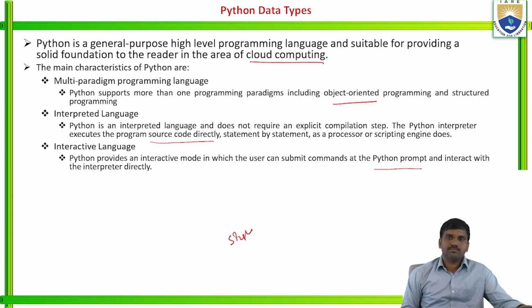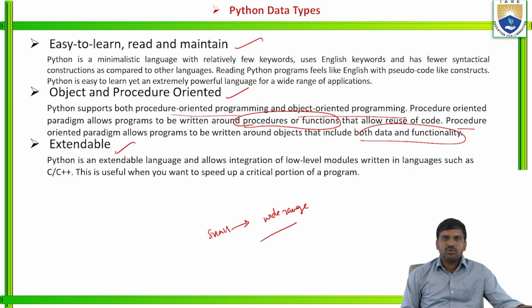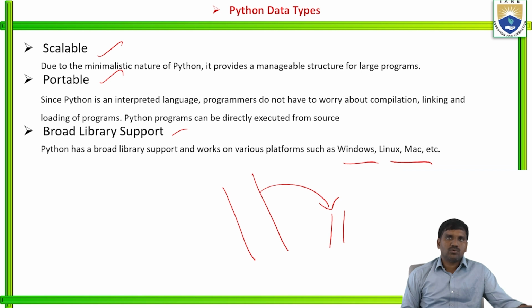So: multi-paradigm programming language, interpreted language, interactive language, easy to learn, read and maintain language, object and procedure oriented language, extensible language, scalable, portability, broad library support. These are the main characteristics of the Python language, why we are using it. These are some advantage features of Python. A very wide range of programs available in C or C++ can be transformed into a very small range of programs and executed in a simple way. That is the main feature of Python.